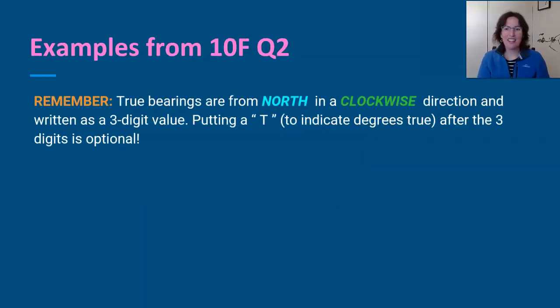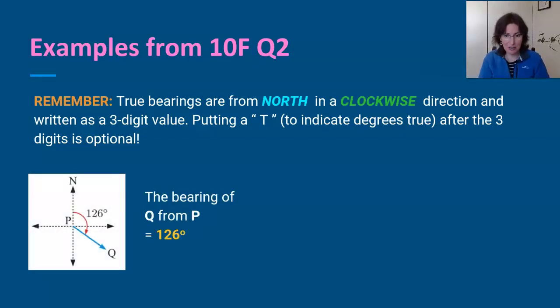Moving on now. So do remember that true bearings are from north in a clockwise direction and a 3-digit value. Putting the T for true after those 3 digits, that's optional, because if you've got it in 3 digits, we know that that is the true bearing. So how would we answer this question? The bearing of Q from P. Where do you start?